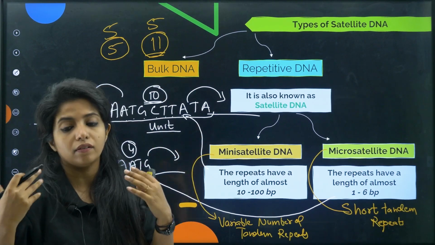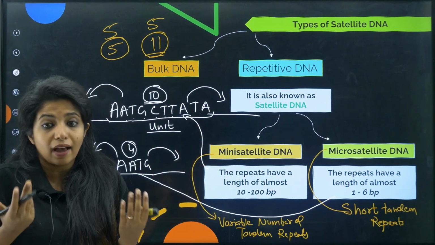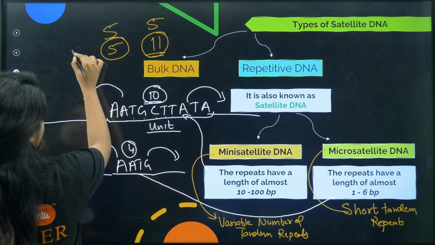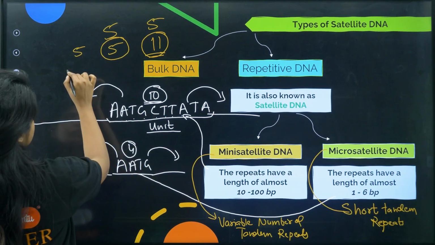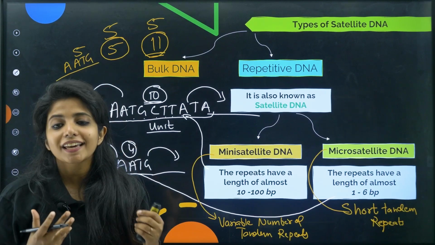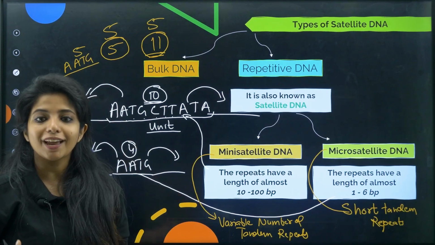You will have just 11, I will have just 5. This is unique to me. No one will have that. Okay, now suppose some other person is also having 5 AATG. Let me tell you, it's not just AATG that is a repetitive unit. There can be others also.